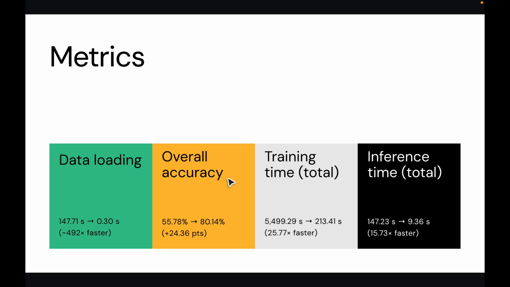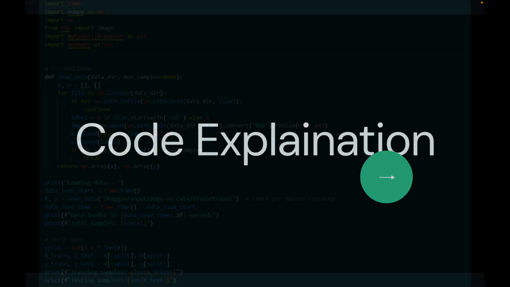Here are the headline metrics. The accuracy jumps from 55% to 80%. The training time drops from 5,499 seconds to 213 seconds. That's 25 times faster. The inference time goes from 147 seconds to 9.36 seconds. That's 15x faster. And the data loading goes from 147 seconds to 0.3 seconds. That's about 492x faster. Next, we'll move to code explanation.